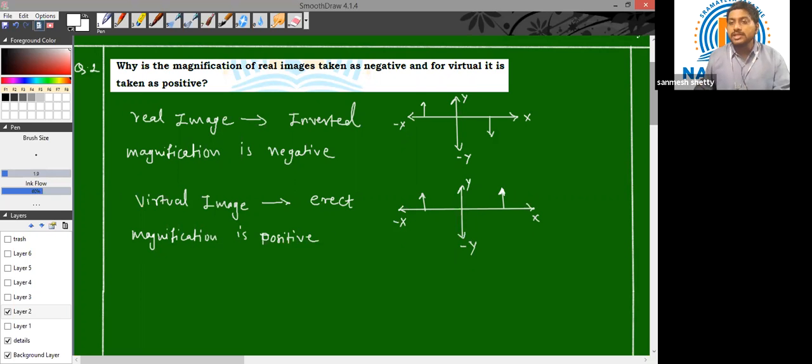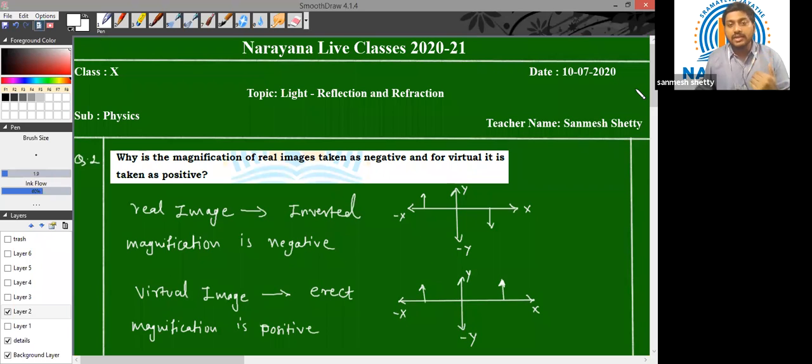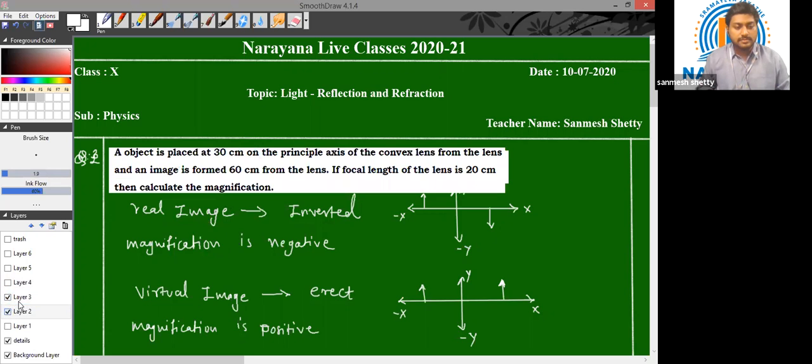Magnification is positive. Why? Because according to our sign convention, the erect image always lies along the positive y-axis. Its height is along the positive y-axis, whereas for the inverted image, its height lies along the negative y-axis. That's why magnification of an inverted and real image is taken as negative, whereas for a virtual and erect image it is taken as positive. I hope the point is clear, children. Let us proceed to our next question.